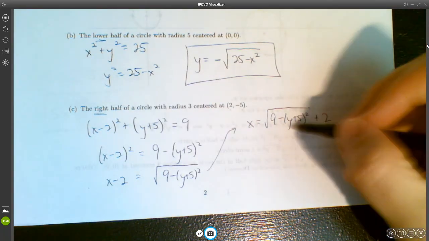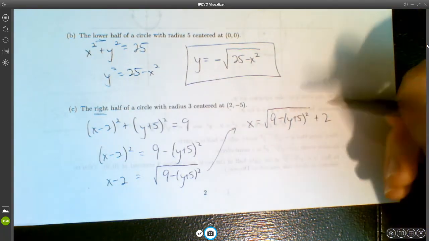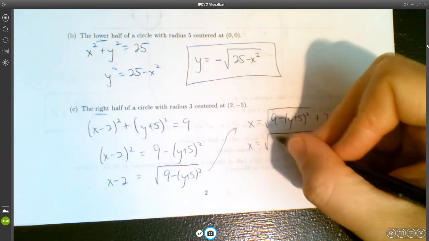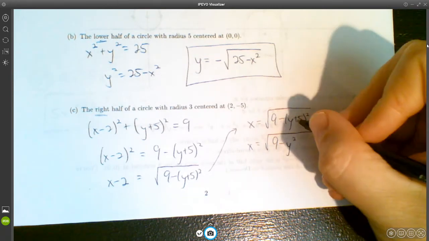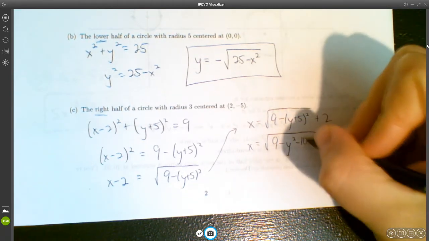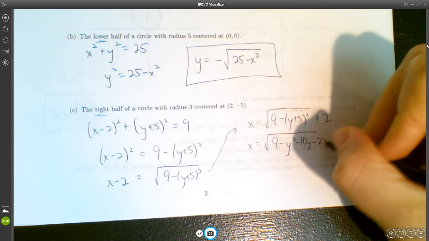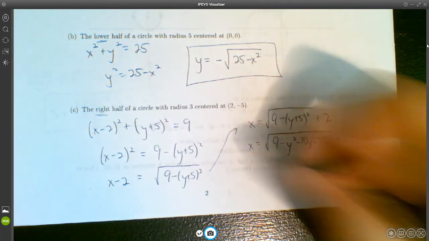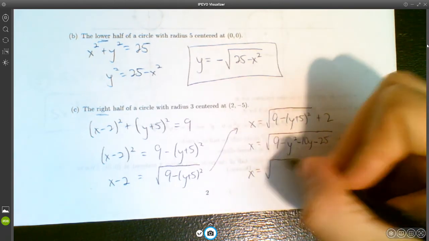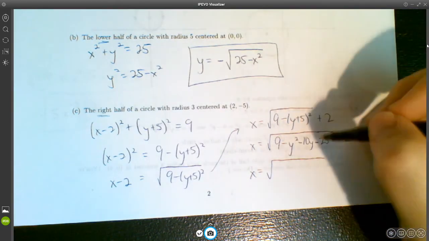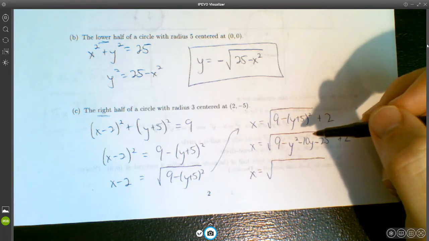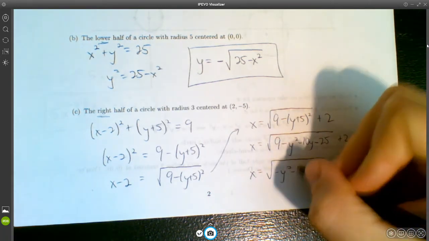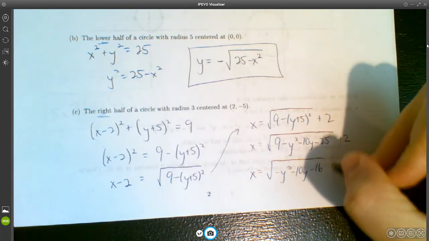Or I could even expand this, right? Like I could say y plus 5 squared is y squared, 10y, and 25, and I'm just distributing the negative sign as I go. But then, of course, we can combine the 25 and the 9 to get something like 25 minus 9 is 16, right? So we would get negative y squared minus 10y minus 16 plus 2.